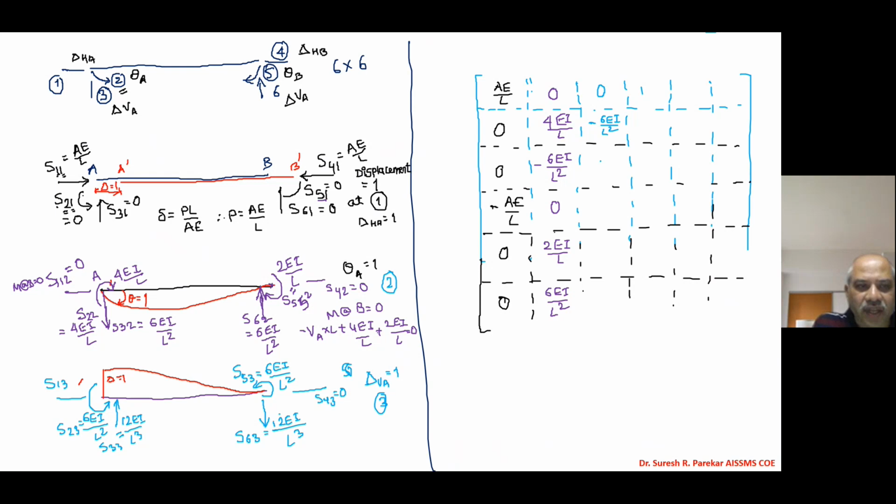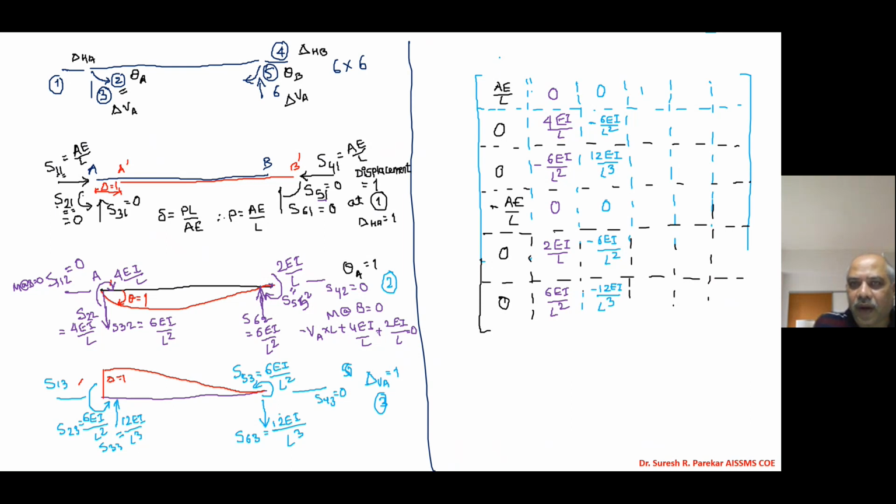Then we have S33, which is 12 EI upon L cube. Then S43, again we have 0. Then S53, we have minus 6 EI upon L square. And S63, we have minus 12 EI upon L cube. And this matrix is symmetric.